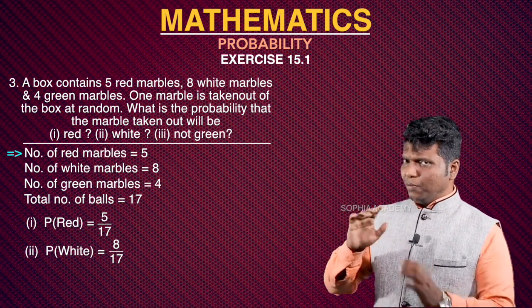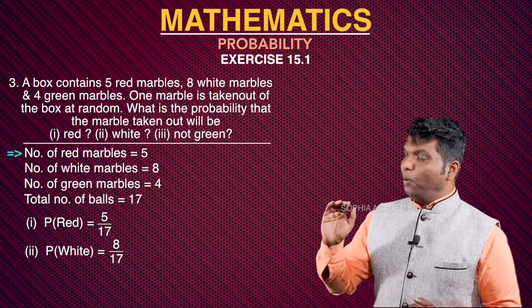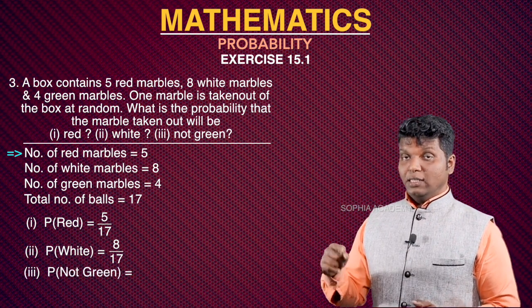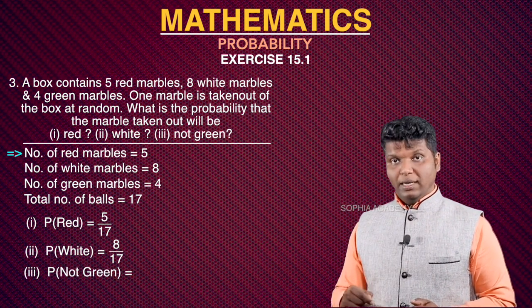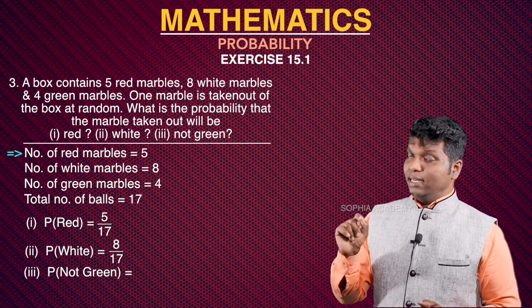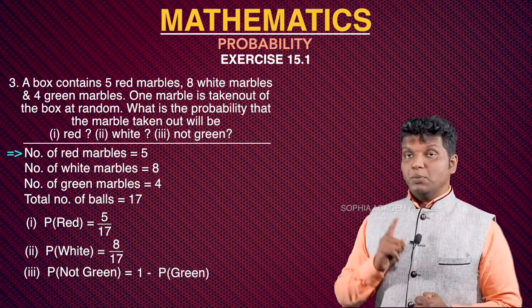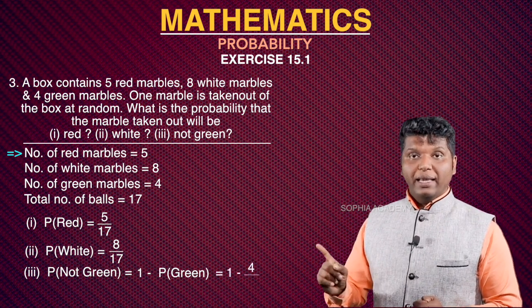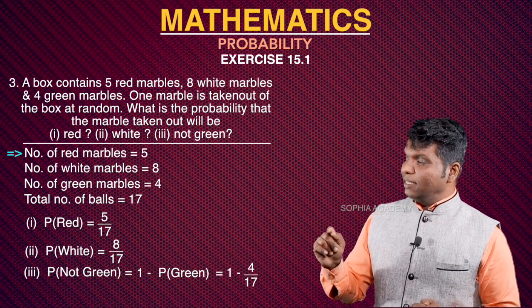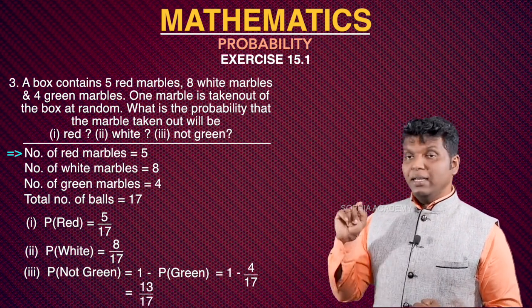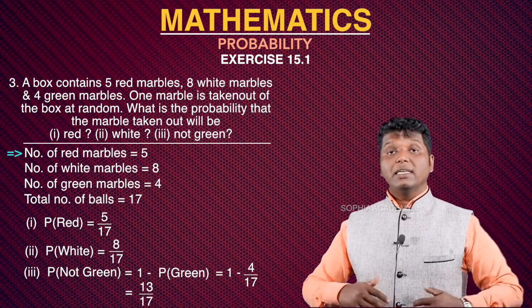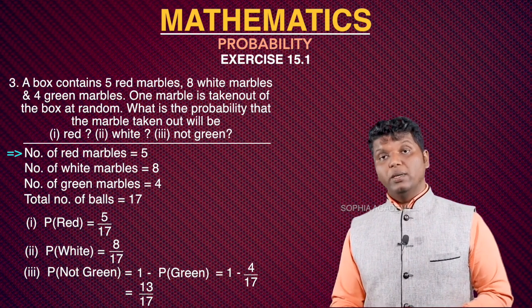Next one is a little bit tough. If you deal with it very carefully, you will get it. The probability of not green. It's not the probability of green, it's the probability of not green. So the probability of not green is equal to 1 minus the probability of green. That is equal to 1 minus 4 by 17, which is 13 divided by 17. So whenever you get "not", you have to do 1 minus like that.